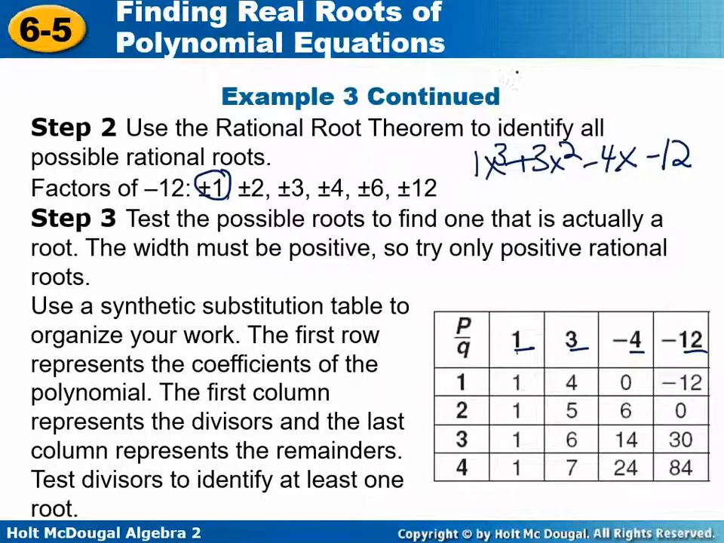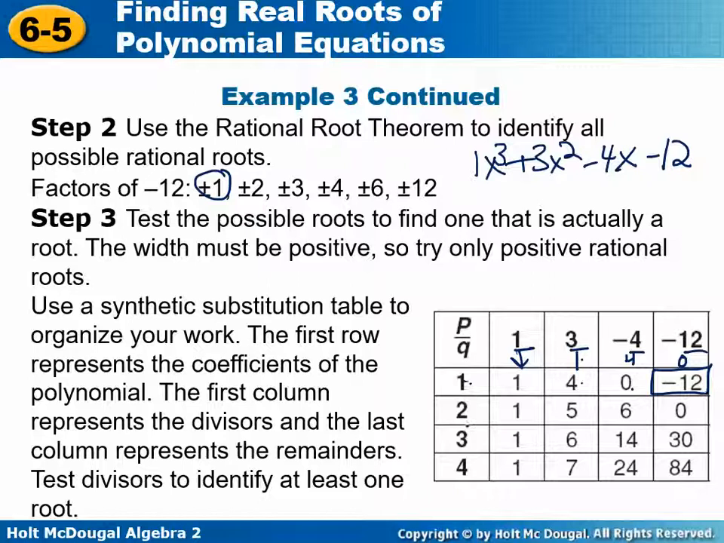Now, synthetic division is when we learned that already. And you start by just bringing this down. And then you go 1 times 1 is 1. And then you take 3 plus 1 is 4. And then you take 1 times 4 is 4. Minus 4 plus 4 is 0. And then you take, where am I at? Oh, 1 times 0 is 0. Negative 12 plus 0 is negative 12. So this is our remainder. It's not a root unless you get 0.